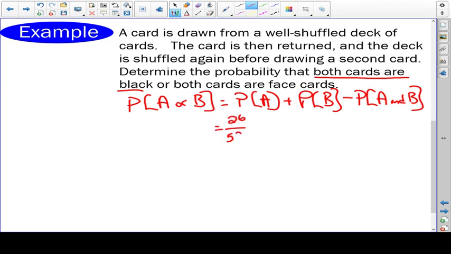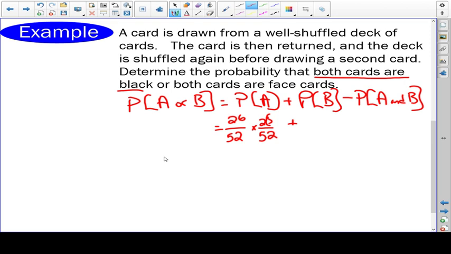Now, if the card is returned and it's shuffled, and we try again, because the card is replaced, it's still 26 out of 52 the second time. So it's 26 over 52 times 26 over 52. Plus the probability of B.